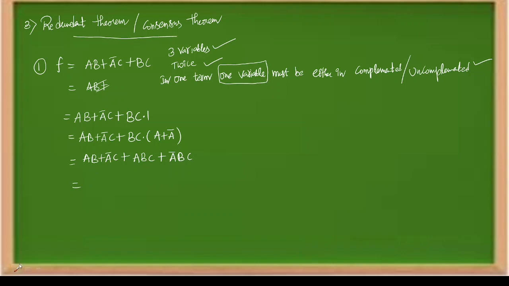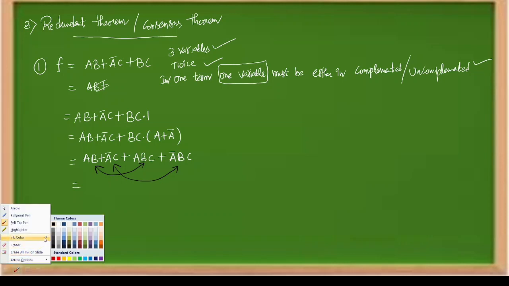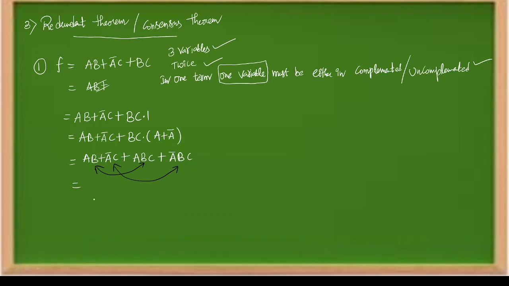Now, if you see the first and third terms, you have AB as common. If you see the second and fourth terms, you have A complement C as common. In that case, from the first and third terms, I am taking AB common, so that you will get 1 plus C.